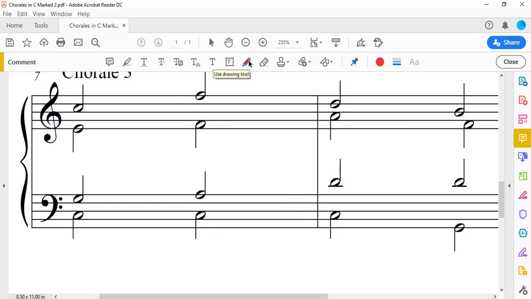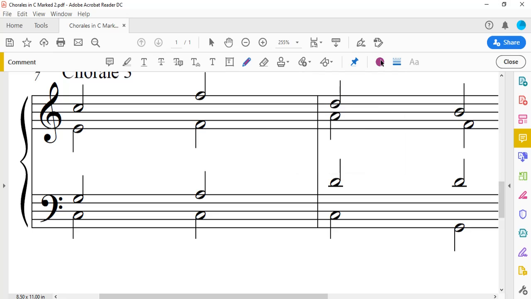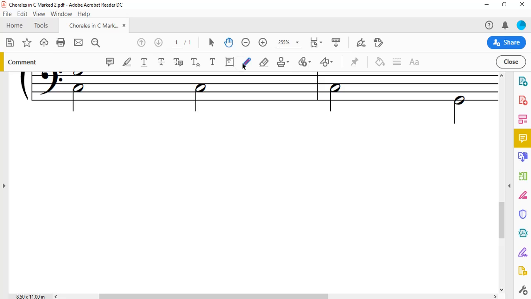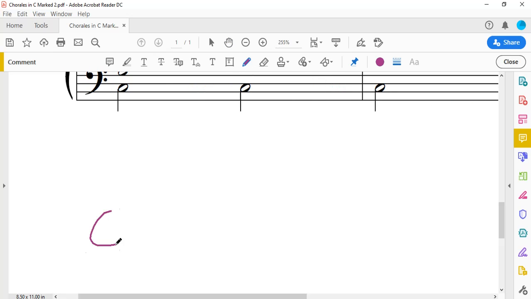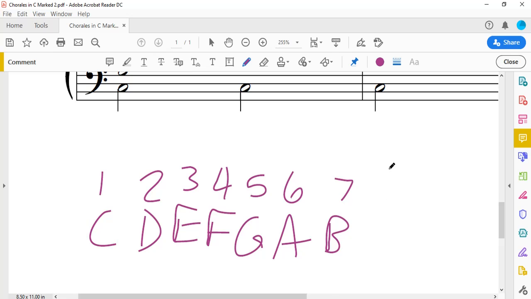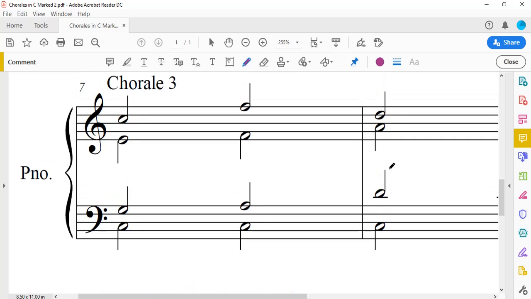And before I start, I'm going to learn my lesson. Okay, let's do that. That'll be a nice color. I've learned my lesson. I'm going to go ahead and write out the C major scale right now. Okay, so C is 1, D is 2, E is 3, F is 4, G is 5, A is 6, and B is 7. There we have our C major scale to refer to starting in a moment. Alright, so I've done that. Let's go ahead and start analyzing this.